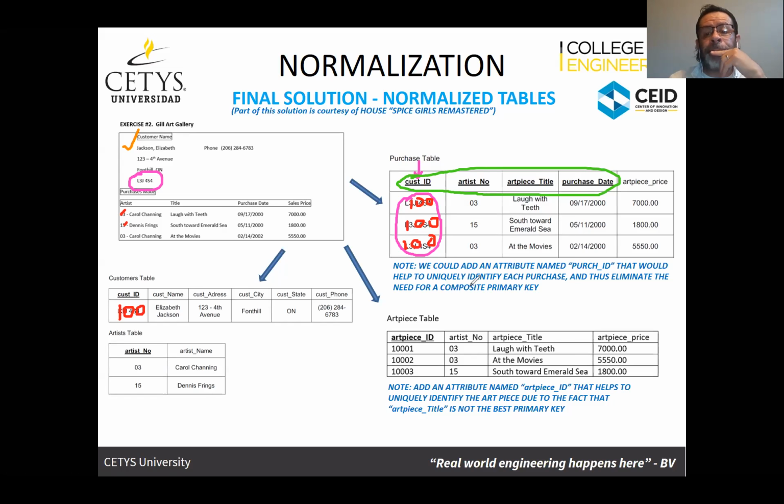So basically, for the purchase table, instead of having the composite key, we could add a purchase ID attribute here if we wanted. In that case, we could identify each purchase with a specific ID, and that way we wouldn't need to generate a composite key. That could be another alternative. Questions with this one before we move on?